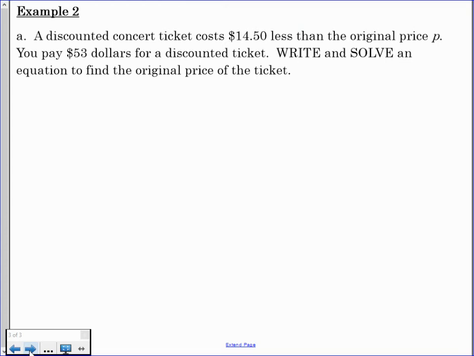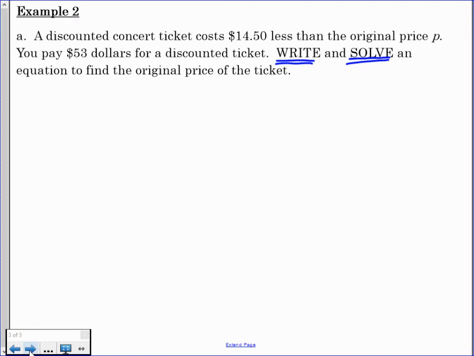I got one more problem for you guys. Second example. This is the last one. A discounted concert ticket costs $14.50 less than the original price P. You pay $53 for a discounted ticket. Write and solve, this is very important here, write and solve an equation to find the original price of the ticket.